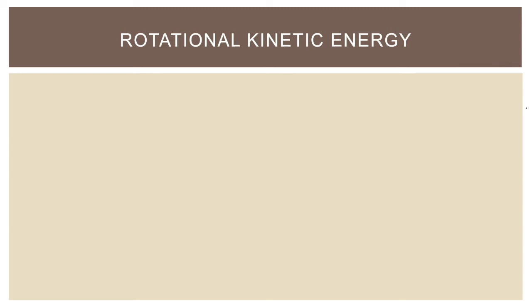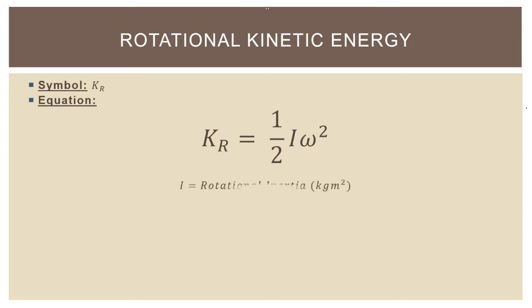All right, so as we've already mentioned here, the symbol for the rotational kinetic energy is K with a subscript R. And the equation, as we mentioned, is K_R equals 1/2 I omega squared, where, of course, I is the rotational inertia, measured in kilogram meters squared. Omega is the angular velocity, measured in radians per second.